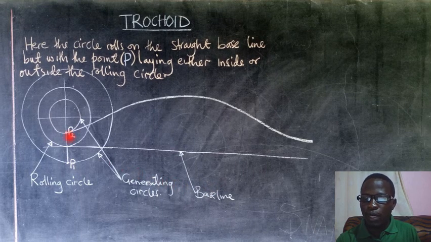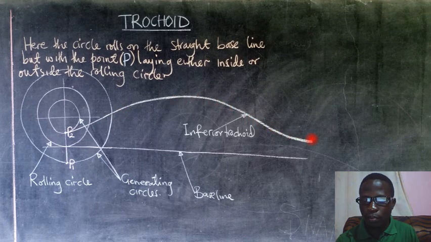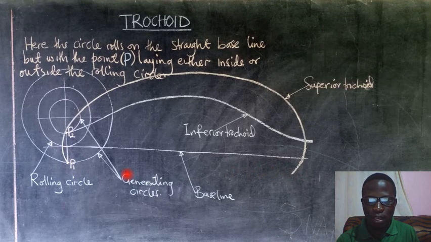When you look at here, I've also tried to produce the sketches of the curves to be produced when those points move. For example, point P2 will generate a curve of that kind, and that curve we call inferior trochoid because it is inside the rolling circle. We also have that curve generated by point P1, and that curve we call superior trochoid. Now let us get the details of this as we can see it here.